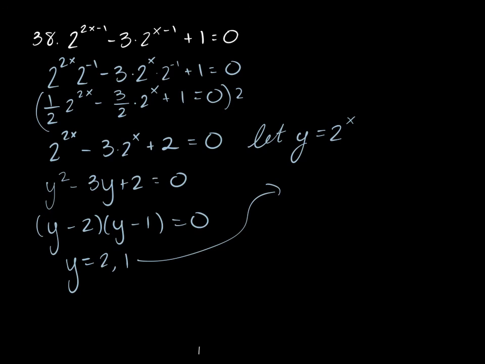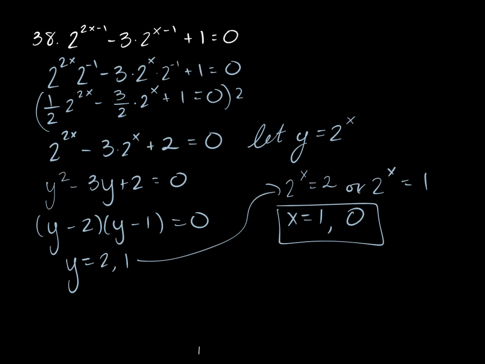Take that and plug that back into my dummy variable. So 2 to the x is equal to 2, or 2 to the x is equal to 1. So I get x is equal to 1 or 0. And that's my answer.